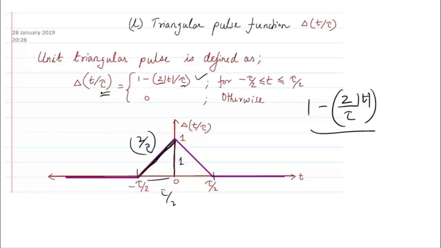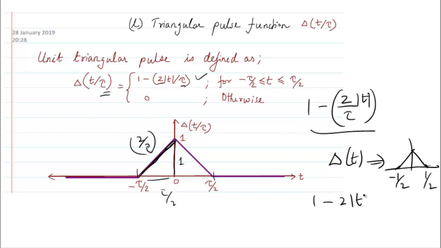Now remember this, that generally if it is written as delta t, it means that this is existing from minus 1 by 2 to plus 1 by 2, and this equation basically comes out to be 1 minus 2 mod of t, for the time period between minus half to plus half.